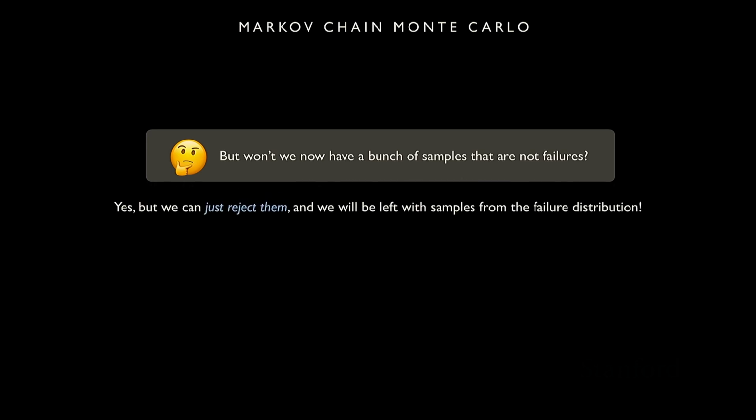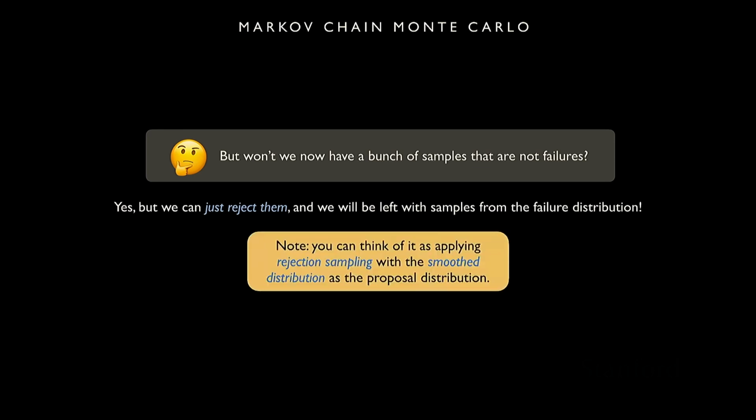But we can solve this problem by rejecting all of the samples that are not failures, not including them in our final set of samples, and we'll still be left with samples from the failure distribution. This may seem intuitive, but it's not necessarily an obvious result to derive. One way you can think of this, and what this is completely equivalent to, is doing rejection sampling, which is what we did at the beginning of lecture last week, with our smooth distribution as the proposal distribution. Then we reject all the ones that aren't failures, and the ones that are left will be from the failure distribution. Let me show you guys what this looks like.